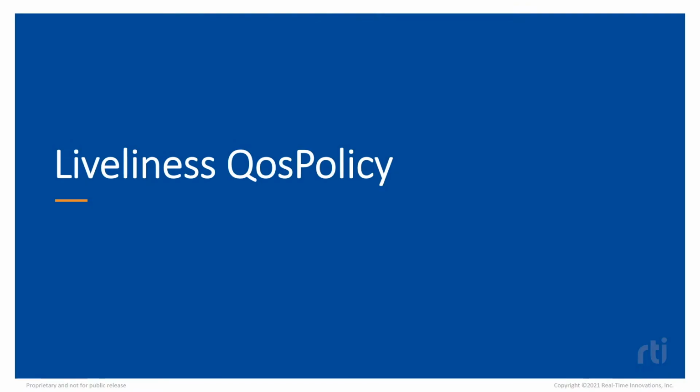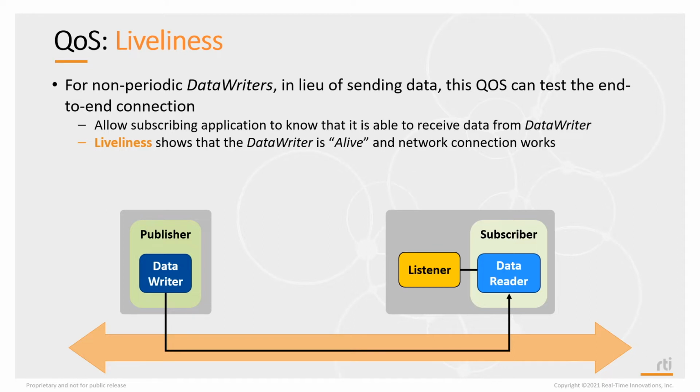The Liveliness QoS policy. The Liveliness QoS can be used to test whether or not data writers are live and able to send you their data. Now, why would you need to do this? Well, let's take two scenarios.